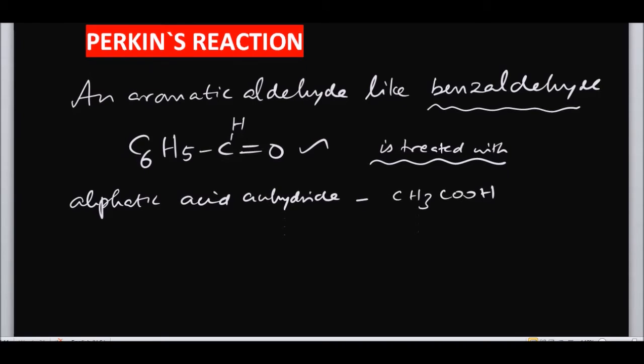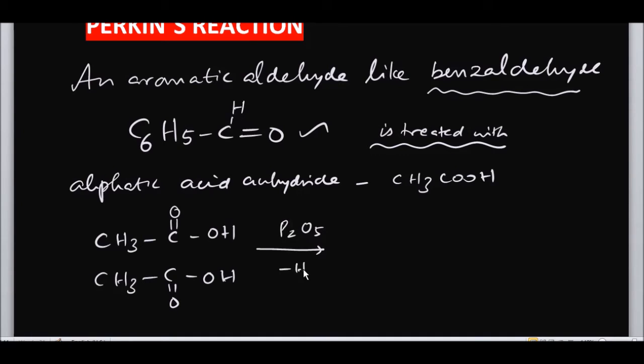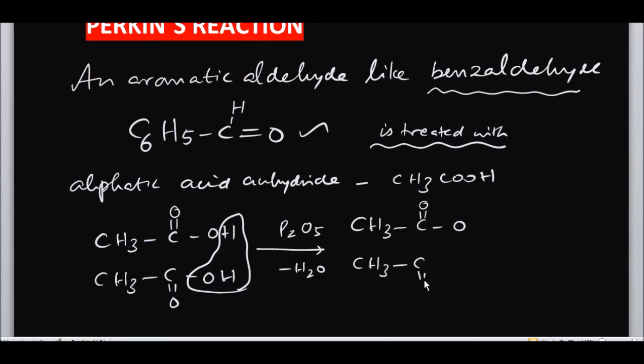How do you get its anhydride? The formula for acetic acid is CH3C double bond OH, CH3C double bond OH. When these two are treated with phosphorus pentoxide, there is a chance of getting water molecules. So H2O is removed and the merged compound is an anhydride. This anhydride is called acetic anhydride.